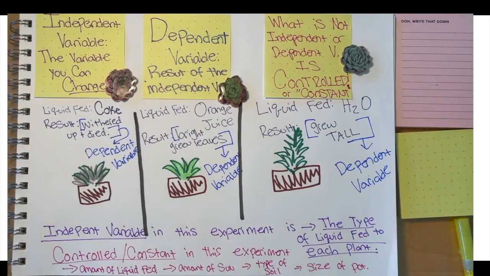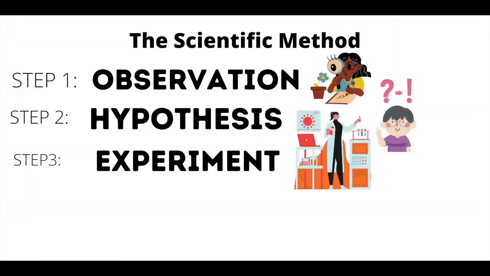Alrighty, so as far as the experiment portion of the scientific method goes, I personally feel it's the most important. You must know the difference between independent variable and dependent variable. And if someone gives you an experiment, you must be able to point out the independent and dependent variables in the experiment.